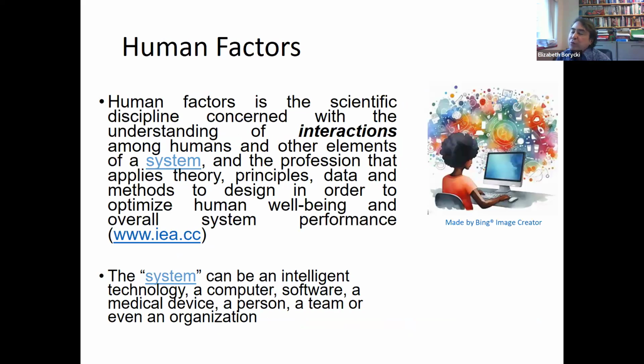So I always like to begin with what is human factors. I look at a very encompassing definition: it's a scientific discipline concerned with the understanding of interactions among humans and other elements of a system. And note that system can be very broad. It can be another technology, a computer, software, another person, multiple people, team, or even an organization. So this is a very holistic definition of human factors. And also the profession that applies theory, principles, and methods in order to optimize human well-being.